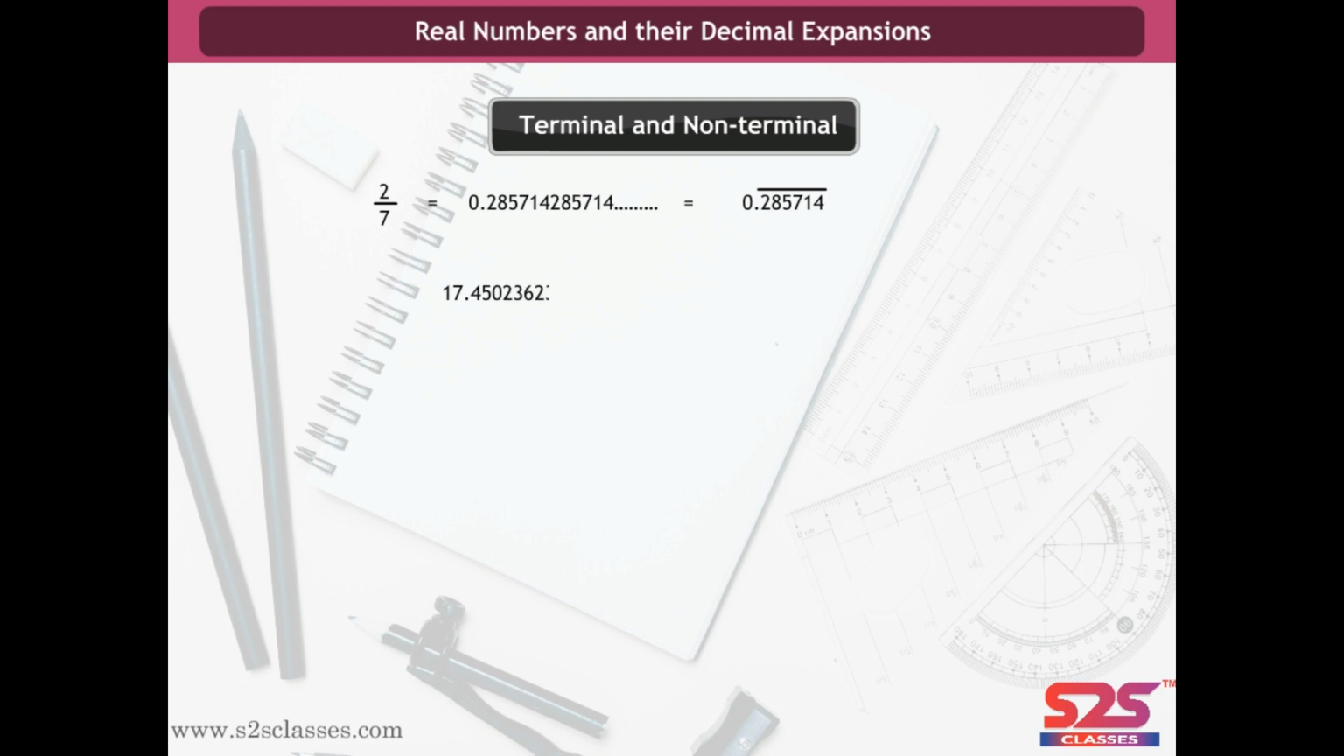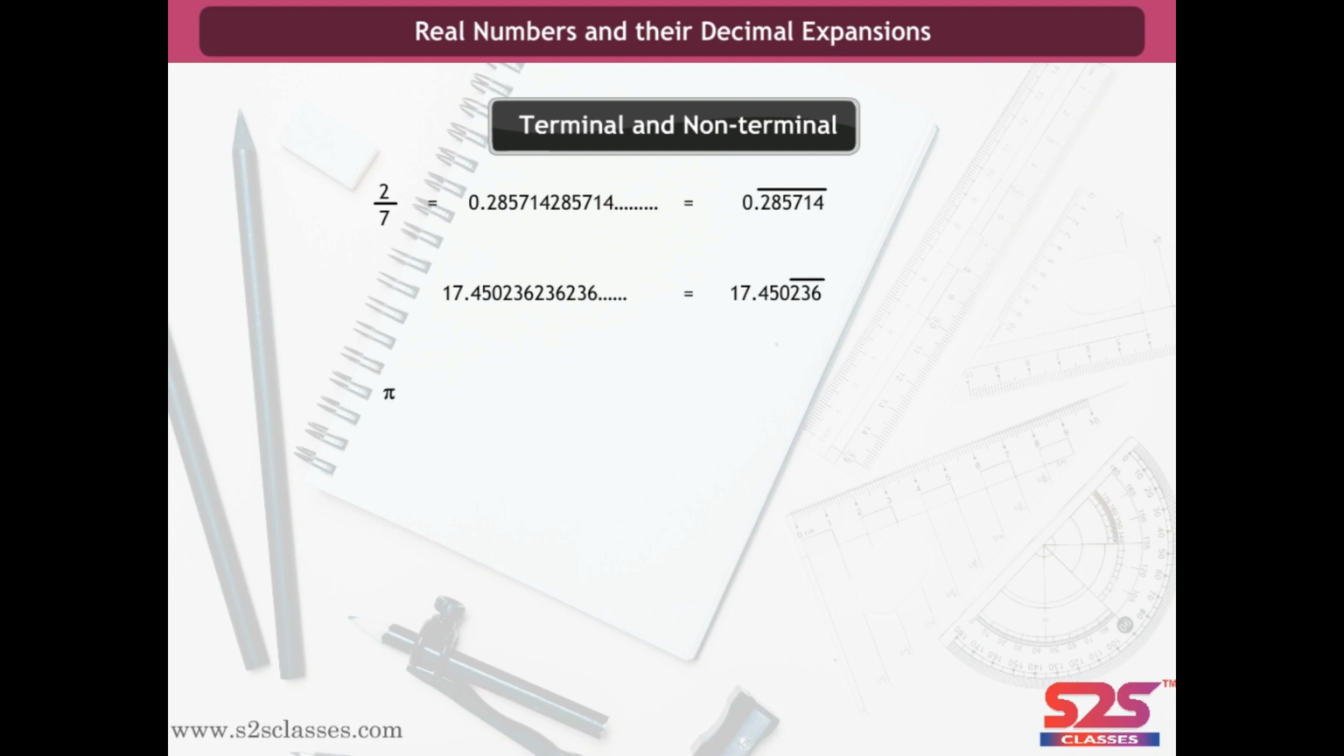Similarly, we can write 17.450236, 236, 236 and so on as 17.450236 bar, because only the group 236 out of the group 450, 236, 236, 236 is repeating. Hence we put the bar symbol only on 236 and not on the whole group, that is 450, 236, 236, 236. Now consider the irrational number pi.